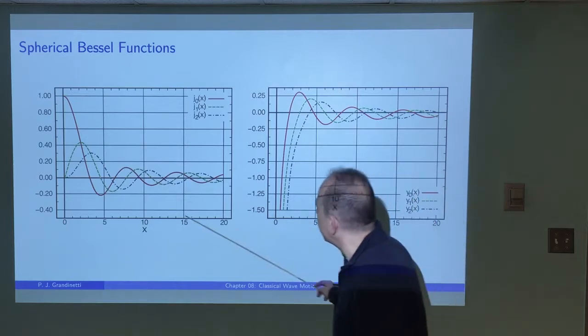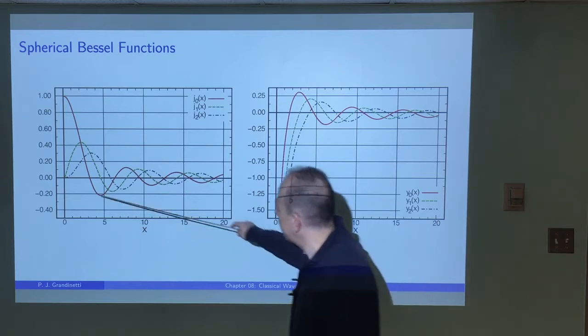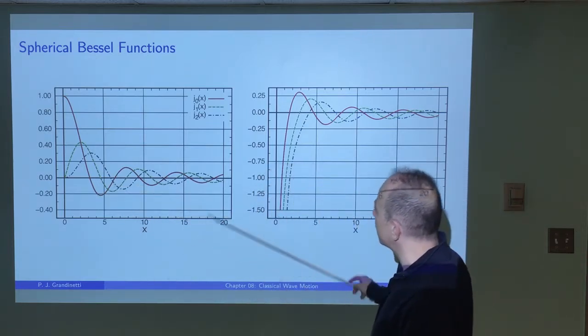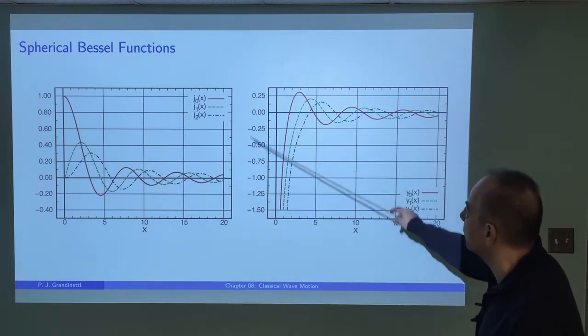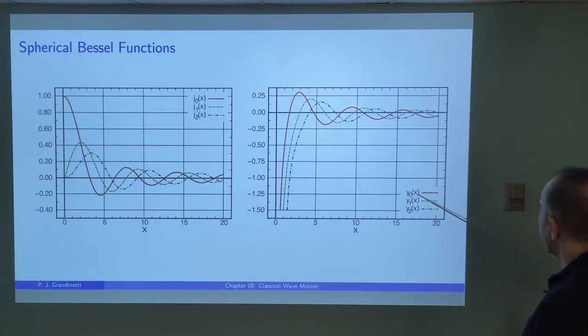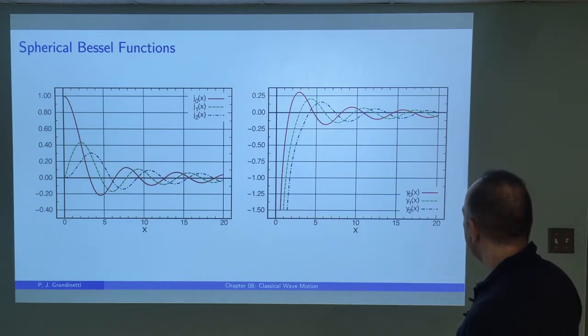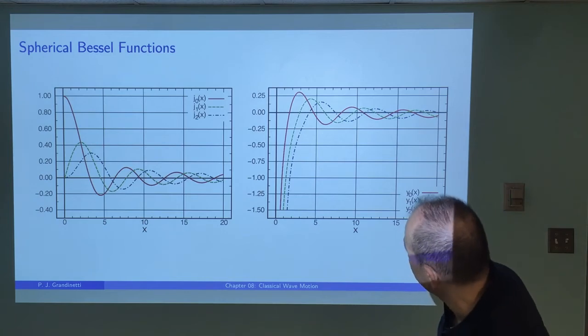What these guys look like, if you're interested, these are the spherical Bessel functions, and they look kind of like the Bessel functions of the first kind, but they're a little bit different. Here they are plotted out for j0, j1, and j2. And here are the other Bessel functions, y0, y1, and y2. These actually go to minus infinity when x equals 0. But this is how these guys oscillate.